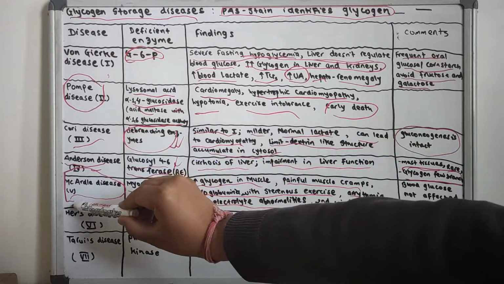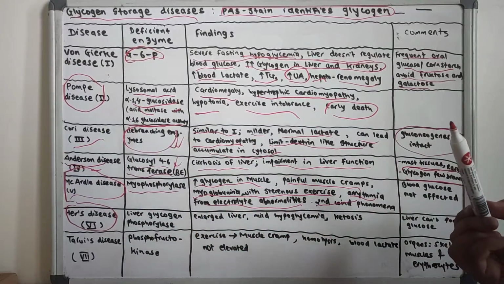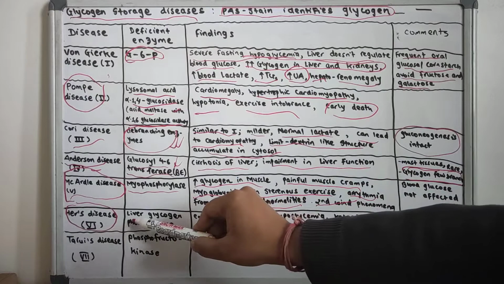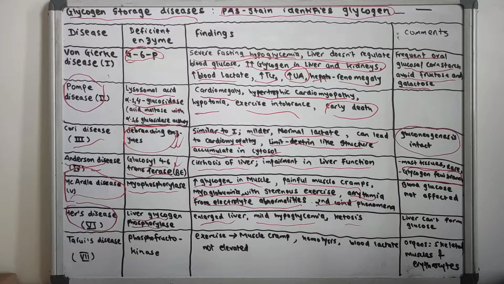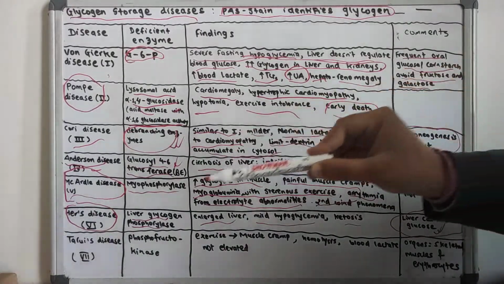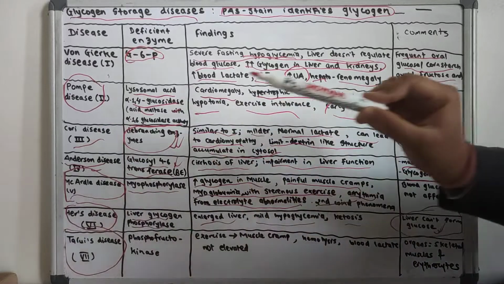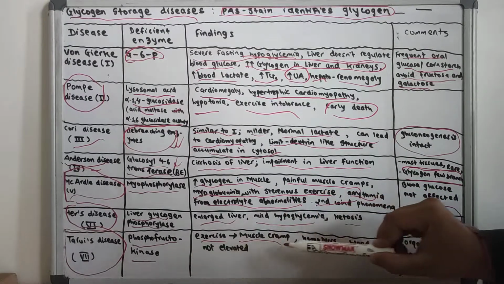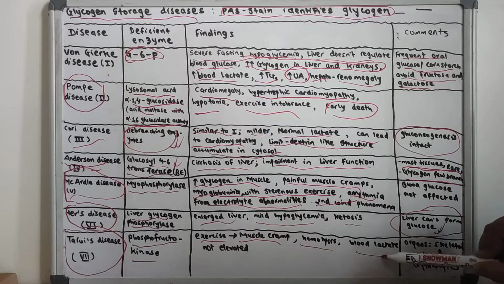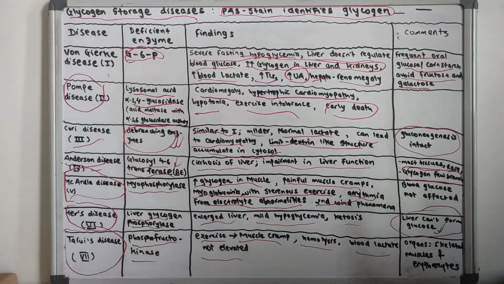So now let us talk about Hers disease. Hers disease is type 6 glycogen storage disease. The deficient enzyme is liver glycogen phosphorylase, and the findings are an enlarged liver, mild hypoglycemia and ketosis. Here the liver can't form glucose. Now let us talk about Tarui disease, the type 7 glycogen storage disease. There will be deficiency of the enzyme phosphofructokinase, and after exercise there will be severe muscle cramps and hemolysis, and blood lactate levels are not elevated. The main organs involved are skeletal muscles, and the red blood cells are also affected.